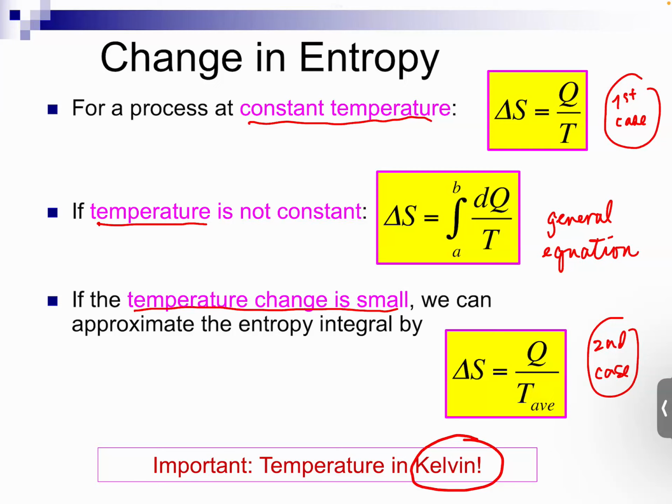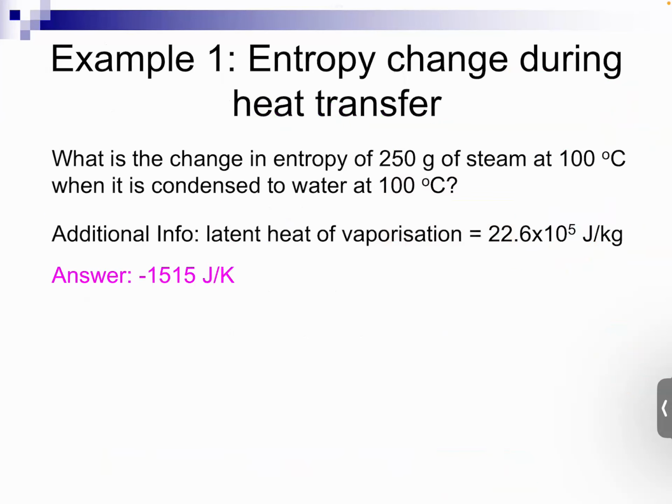Okay, we're now left to look at some examples to tie together the concept of entropy to real situations and how we use these equations to determine the change in entropy. So you have here steam, 250 grams of steam. It's at 100 degrees Celsius. That's the boiling point of water. So steam can also condense to water also at 100 degrees Celsius. When steam condenses to water, it changes phase. And we want to determine the change in entropy.